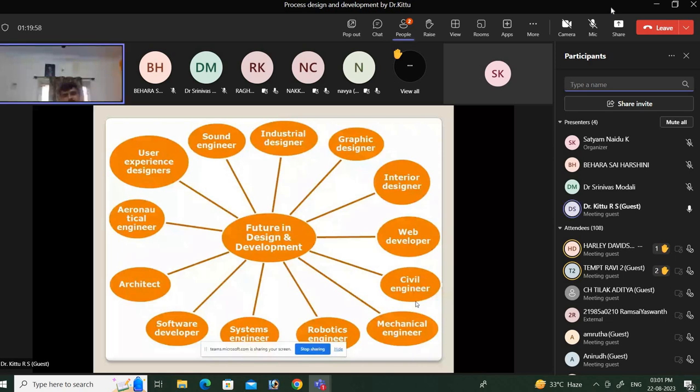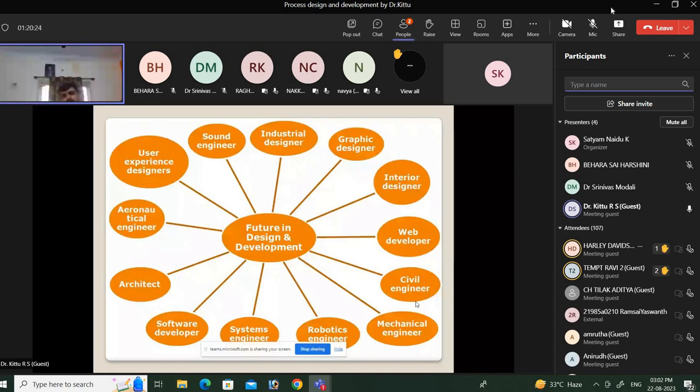What is the future? So you have in your mind. So I make a list of the future opportunities, that means the future in design and development. As you are engineering background students, let us try to observe different aspects, wherever we have an opportunity to make better design and development.